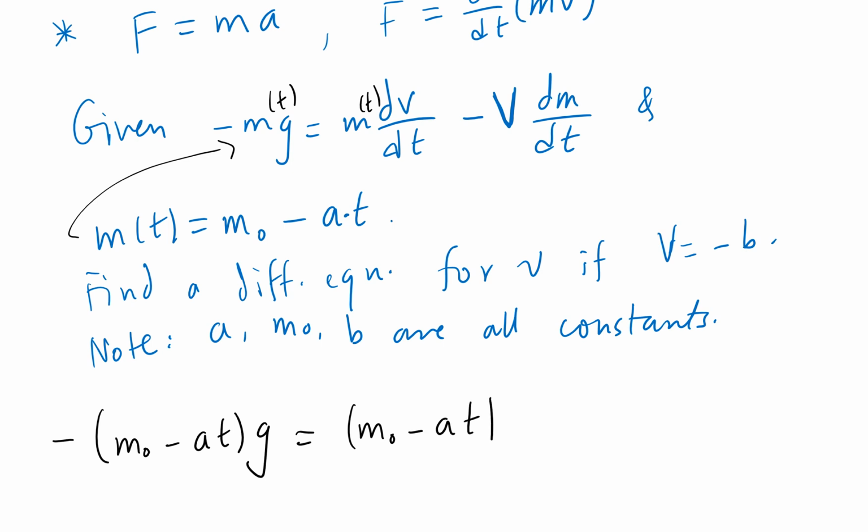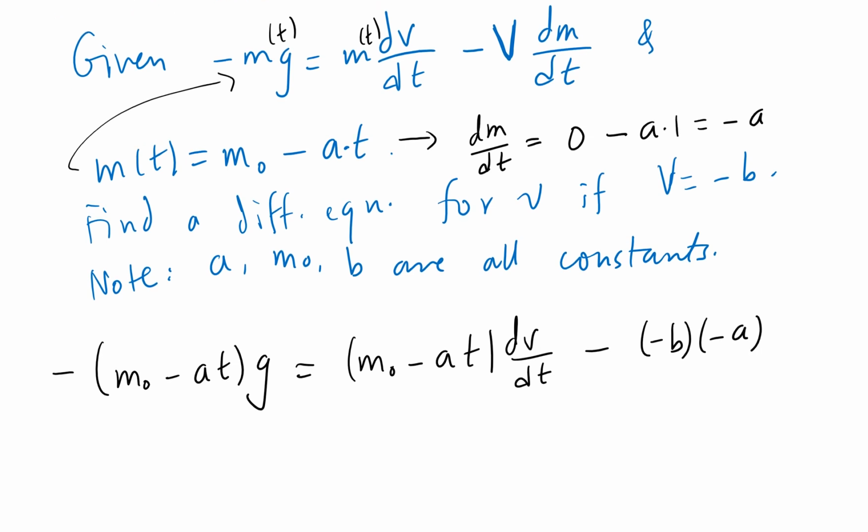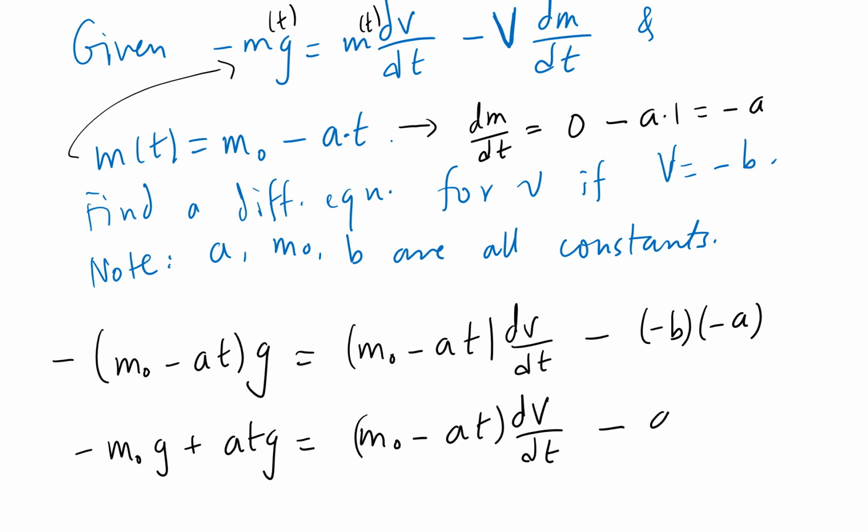And then we have the dv/dt, which stays for now. We can keep it the same, minus that v, which is negative b. And what is dm/dt? From here, dm/dt is 0, because m0 is a constant, minus a times 1. So it's negative a. You can leave it like this, or you can simplify it out. You can multiply this: negative m0 g plus atg equals (m0 minus at) times dv/dt minus ab.